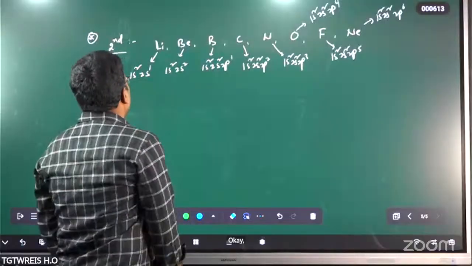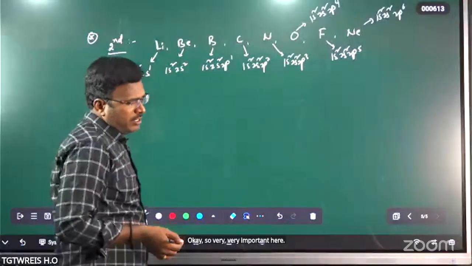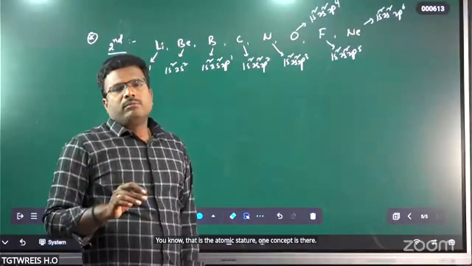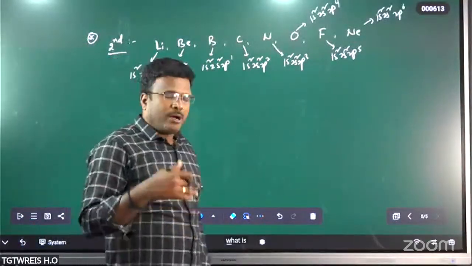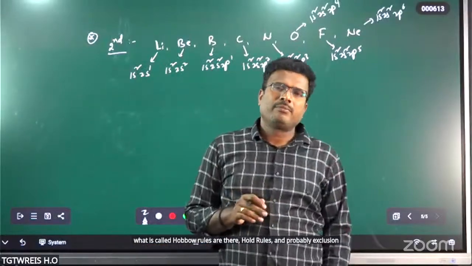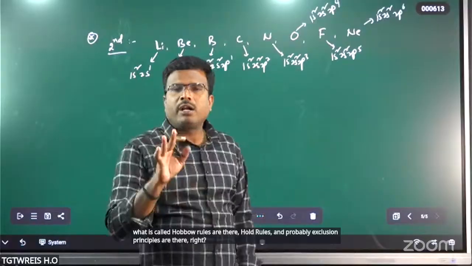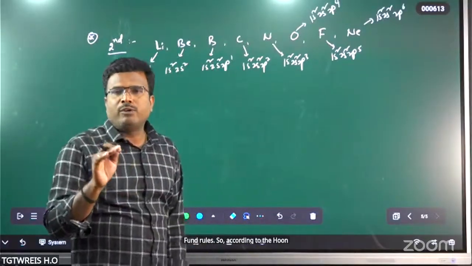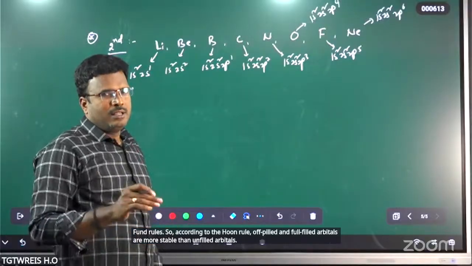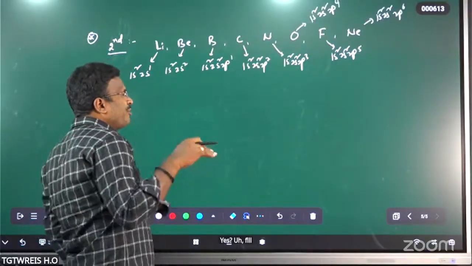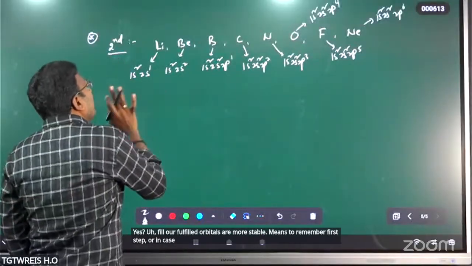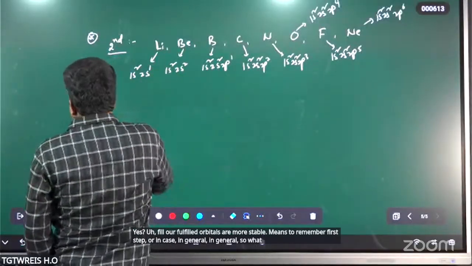Okay, very, very important here. That is the atomic structure. One concept is there: Hund's rules and the Pauli exclusion principle. According to Hund's rule, half-filled and full-filled orbitals are more stable than unfilled orbitals. Yes, half-filled or full-filled orbitals are more stable. That is what you need to remember first of all, in general.